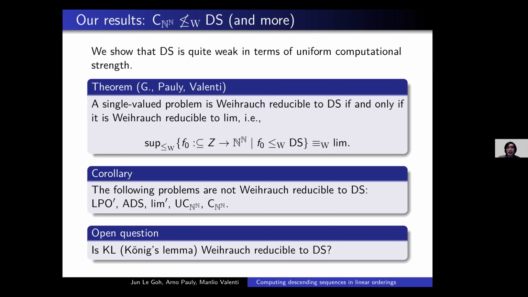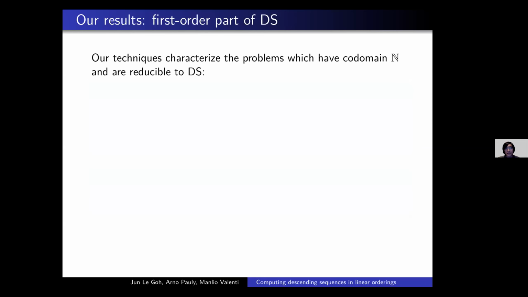So I mentioned earlier that I was going to give a proof of a theorem which is quite similar to this, and the reason is because the essence of the proof of this theorem actually tells us quite a bit more about how it gives us more insights into the strength of DS, like what exactly is reducible to DS and what is not. And this involves what is called the first order part of DS. And what that means is that our techniques characterize the problems which have codomain the natural numbers and are Weihrauch reducible to DS.